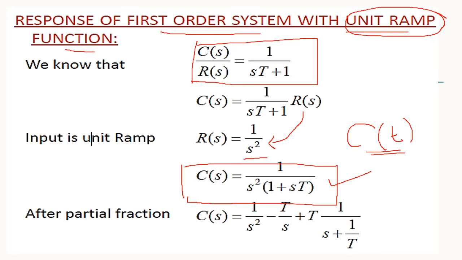Now if I need C of t, that is the output response of the system, I'll use partial fractions for this. So C of s is equal to 1 by s square minus T by s plus T divided by (s plus 1 by T). We need to write it in this format, that is s plus 1 by T, because the conversion from the Laplace transform, that is the s domain, to the t domain will be easier.